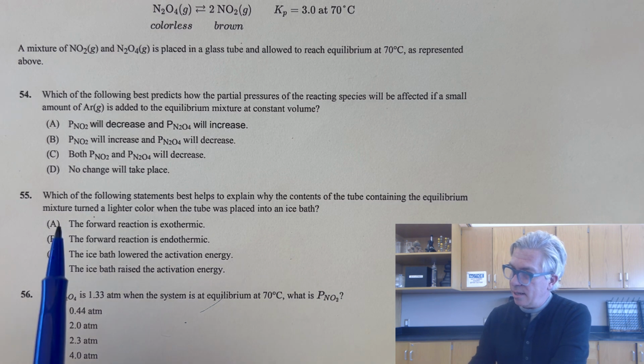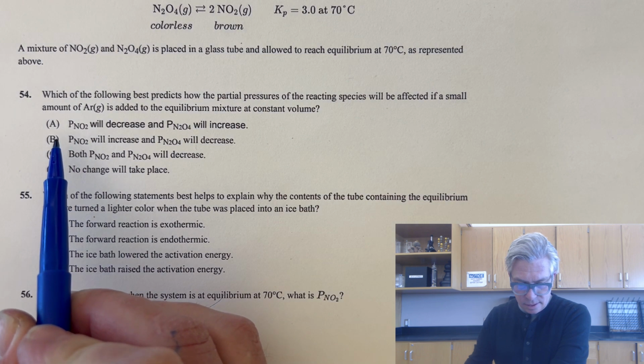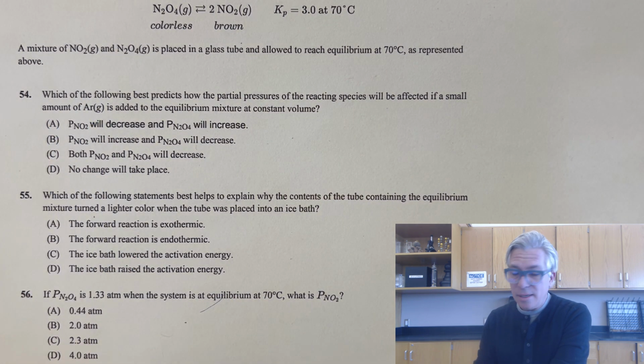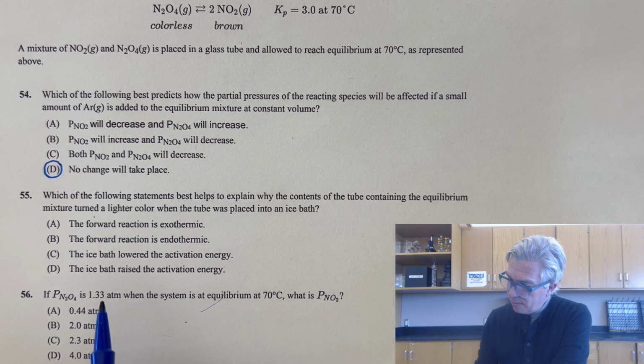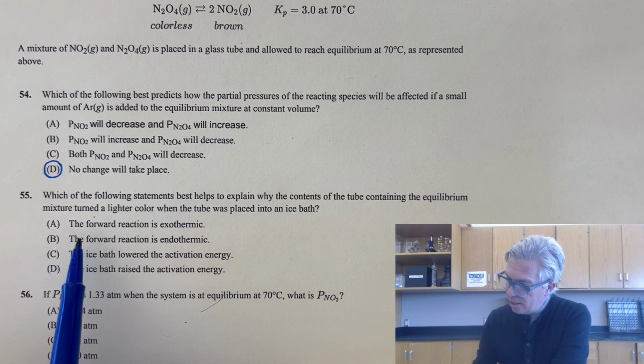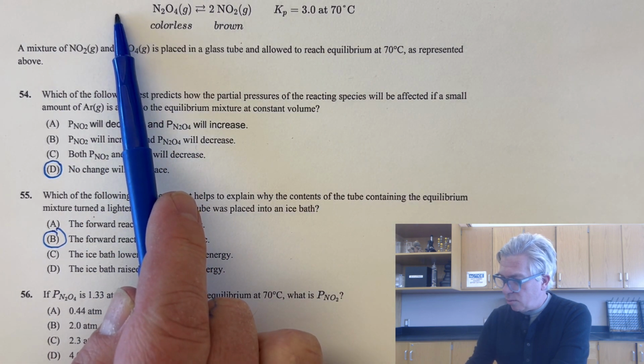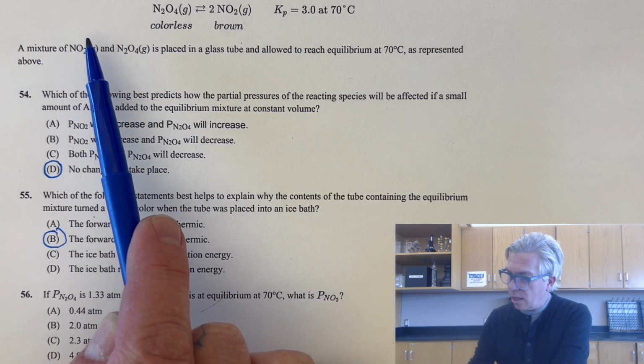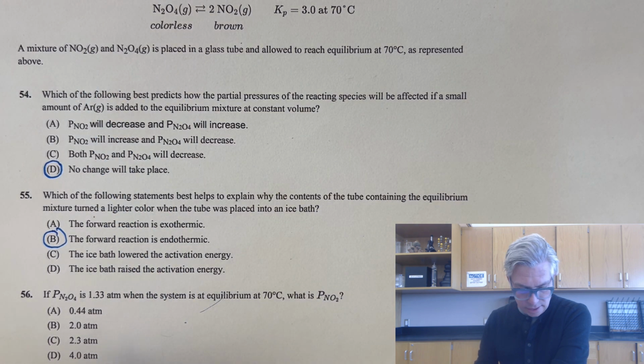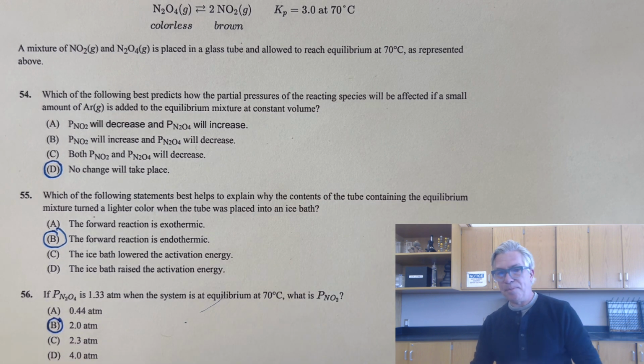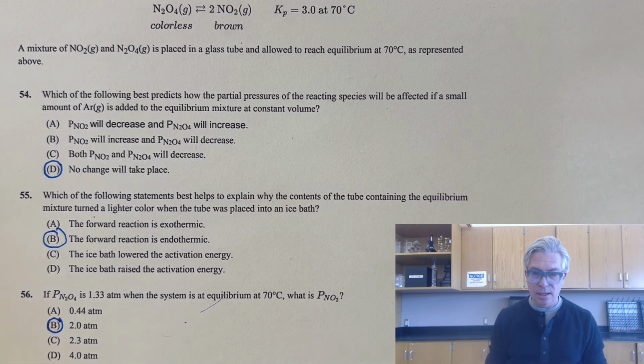Okay, and again, if you correctly avoided being tempted by the argon is an inert gas, no change will take place in that reaction. The forward reaction is endothermic, because if we imagine that heat is over here and we cool it down, it's going to want to shift toward the colorless side and so get a little bit less. And if you did the math, plugging in 3.0 as the K value, 1.33 atmospheres for the N2O4, you would get a value of 2 atmospheres for the NO2 by plugging into the equilibrium expression.